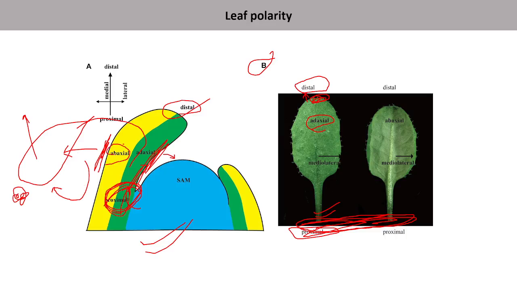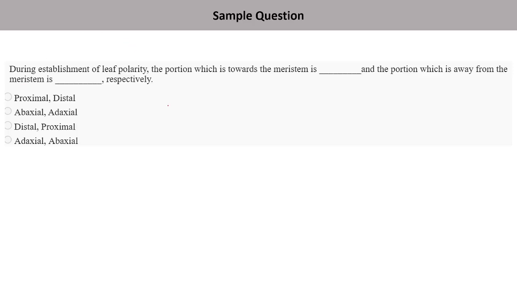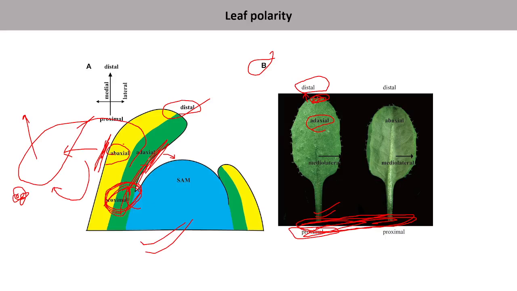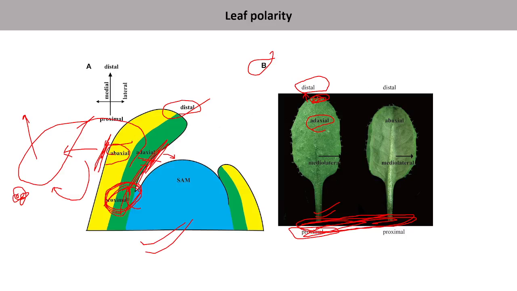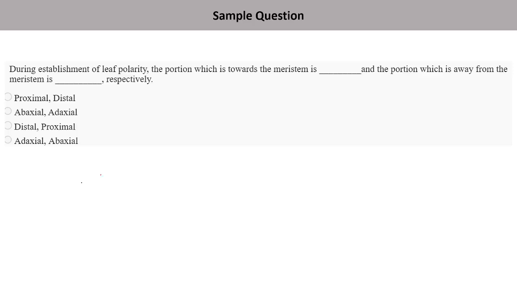Now, coming back to the question, during establishment of leaf polarity, the portion which is towards the meristem. So now this portion will be towards the meristem. The portion which will be towards the meristem will develop into the adaxial side, and the portion which is away from the meristem, that is this portion, will develop as the lower part of the leaf. This will be called the abaxial side. So the answer to this question will be the fourth option, which is adaxial and then abaxial side.